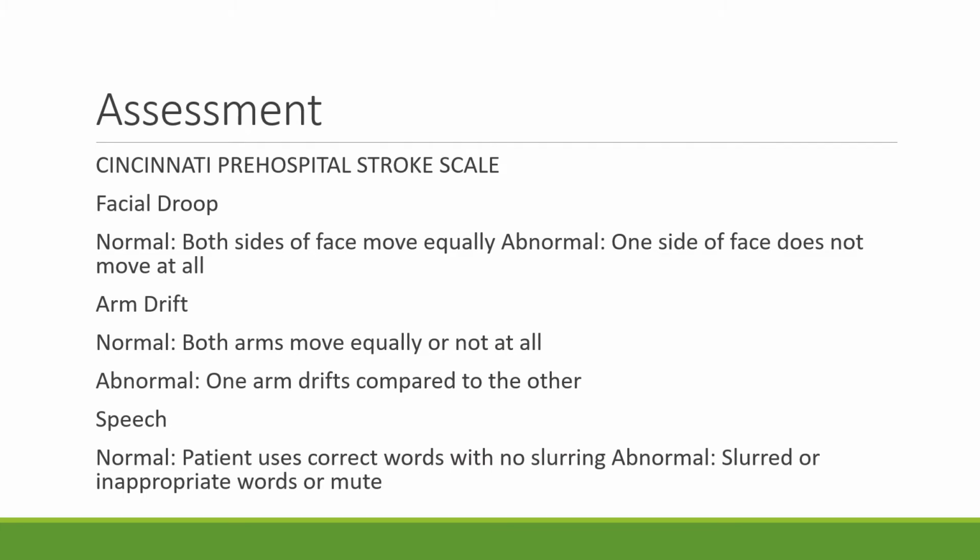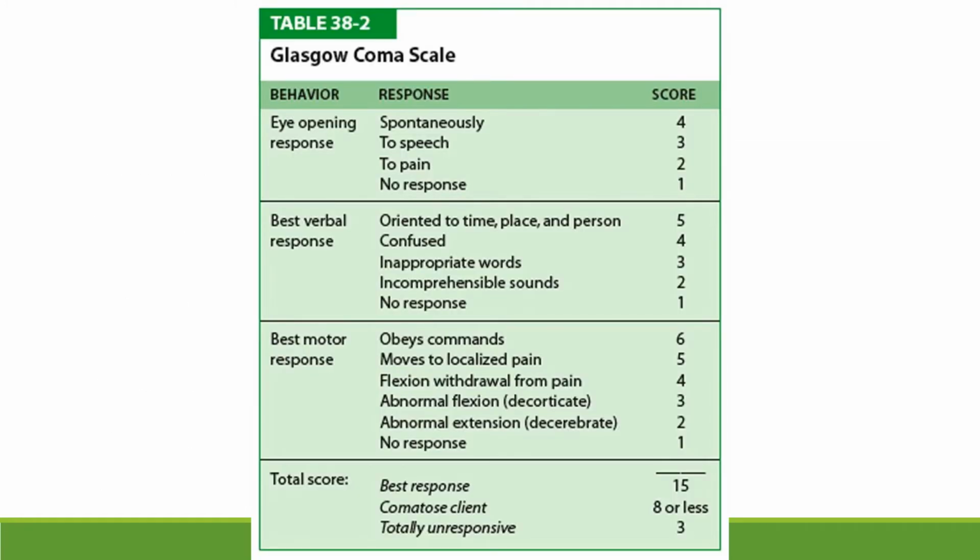So that FAST assessment is called the Cincinnati Pre-Hospital Stroke Scale. The Glasgow Coma Scale is also important. We should know this. We should be doing an assessment on this every clinical day, but this is our gold standard neuro assessment. So it's important, and it's a base of most of the scales concerning strokes.